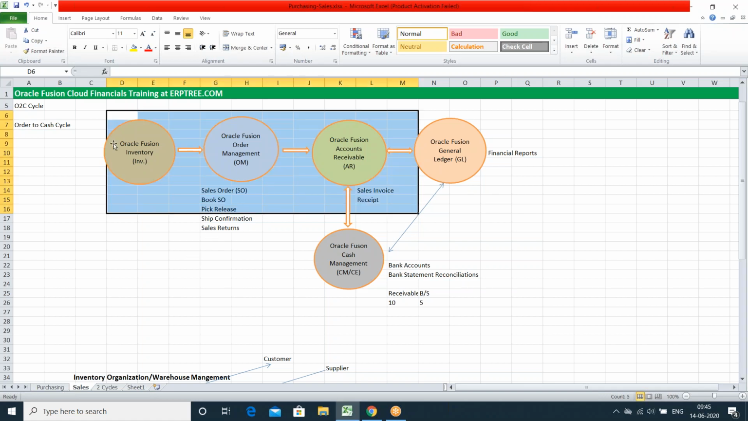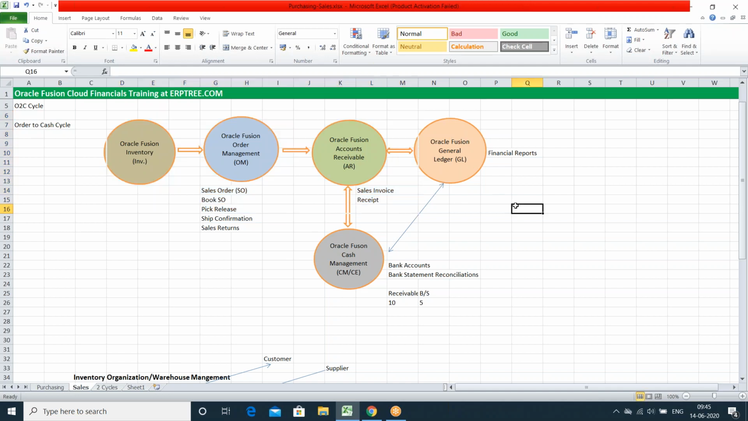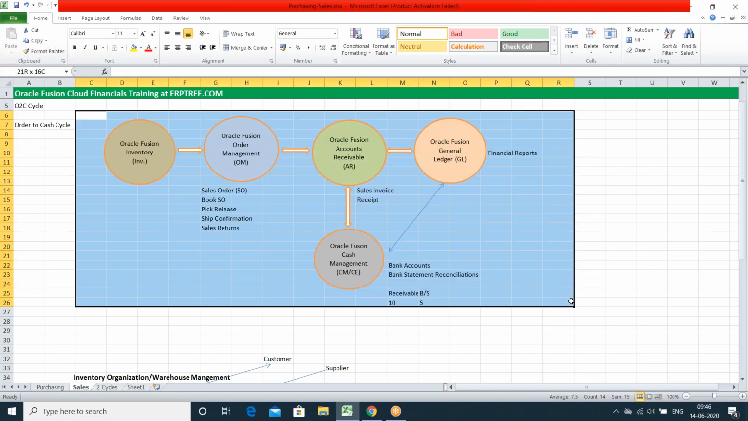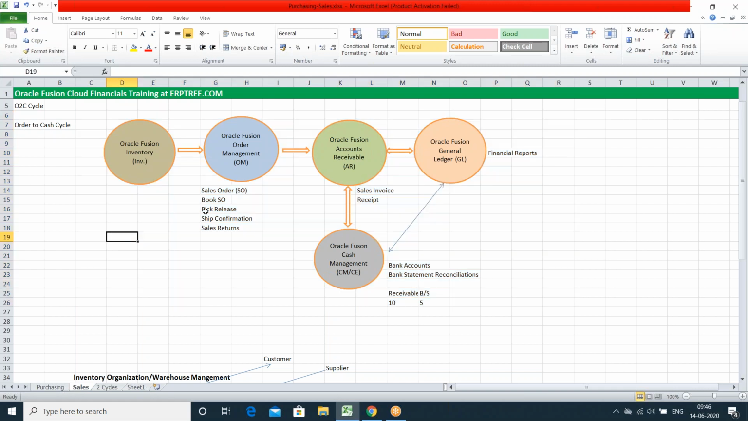Right. So Oracle Inventory, Oracle Order Management, Oracle Fusion Accounts Receivable. There are three primary applications involved in the O2C cycle. Receivables will share the information with cash management, and receivables and all other applications will share the information with the Oracle Fusion General Ledger application. This is the point we have to understand. When I talk about the O2C cycle, we have to consider all these applications, or say all these departments. Order to cash, right from the order till we receive the cash receipt, all the activities can be handled in the cycle.